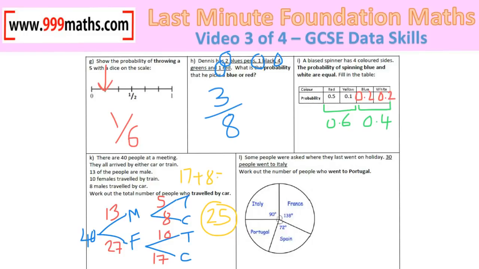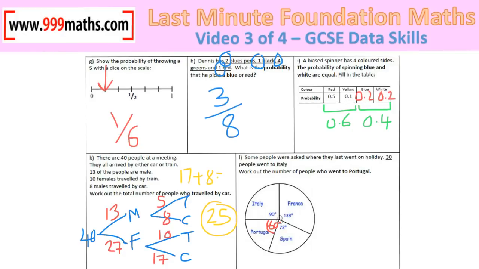And on the last question, if you've got a pre-drawn pie chart, there'll usually be a missing angle to work out. This question wants to know how many people went to Portugal. First of all, I need to know what the angle for Portugal is, and I'll do that by adding up the other angles and taking them off 360. So the angles add up to 300, which means the missing angle is 60 degrees. In the exam, I'd show all that working out.